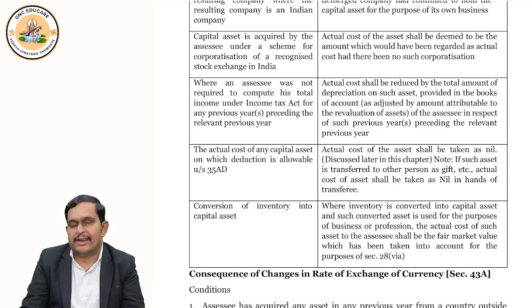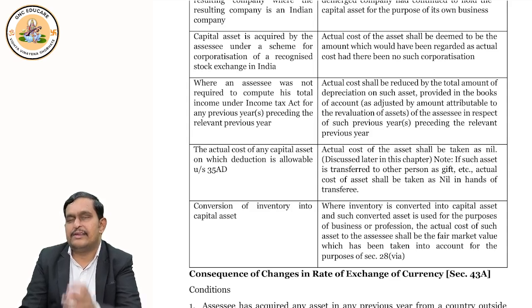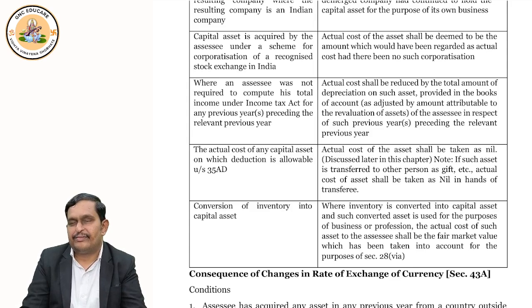If the same assets are given as a gift to somebody, to that transferee also, the cost will be nil. Obviously, if there is a transferor and a transferee, there is a concept of gift, and in that case the cost to the previous owner becomes the cost to the transferee, correct? So the cost to the previous owner is nil here. So obviously the cost to the transferee also becomes nil. This way you should be able to understand.